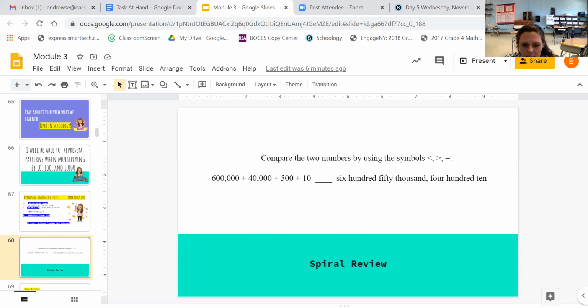So when you compare them, you should have gotten 640,510 and then 650,410. So we start in the biggest place value when we compare, and they're both the same, so that doesn't help us. We look in the next place value, and in the 10,000th place, I know 5 is greater than 4. Therefore, 650,000 is greater than the 640,000. Let's keep moving, guys. Here we go.